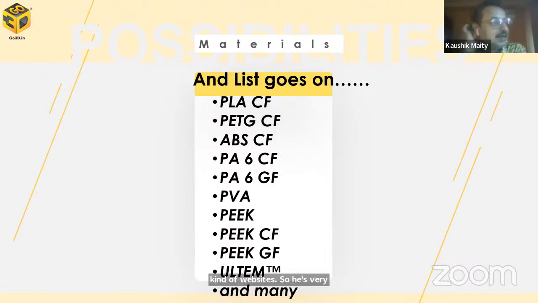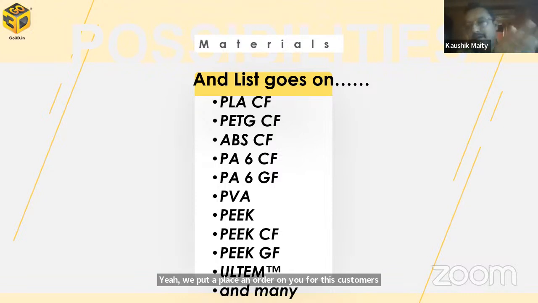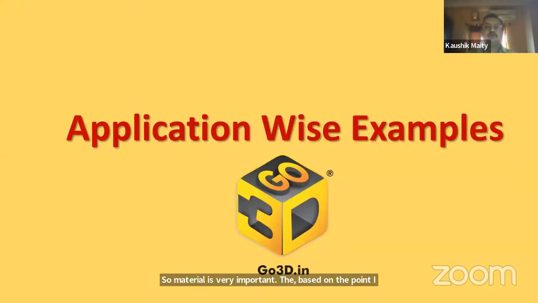Now he's saying that yes, I am going to get an order very soon, maybe by the end of July. As soon as I get the order and the funds, I will place an order with you for this customized machine, which I hope a lot of people cannot do in India. We are proud that we have an R&D center and we are doing it according to the customer's requirement. So material is very important, and with our printers we can do a lot of this.